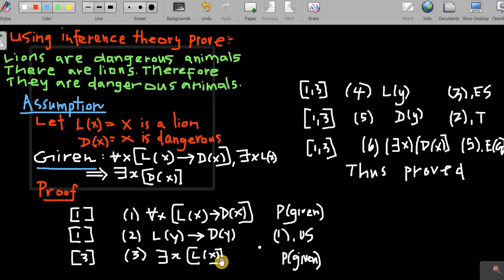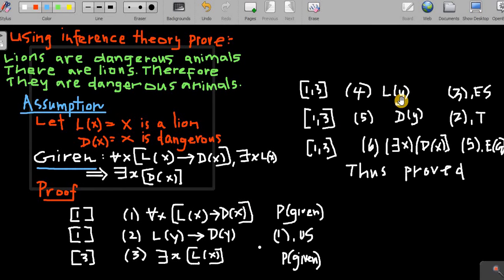Now there is a rule. What does the rule say? Existential specification. That says that if a rule is true for some x, then it is true for some particular y in the domain. That is what we call existential specification. So here existence is there. For some x it is true, so I take among them y as one element.